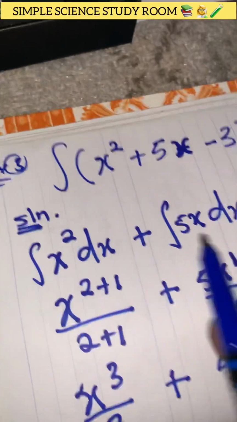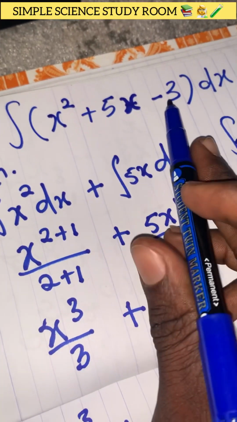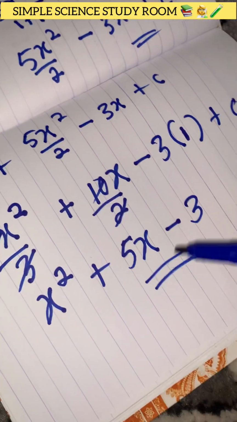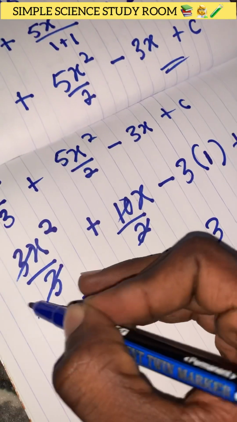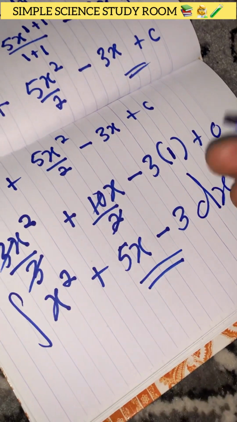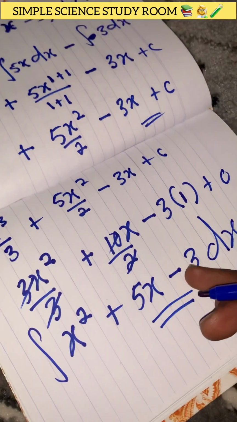Here it is: x squared plus 5x minus 3. We only add the integral sign to show that this is an integration, not differentiation.